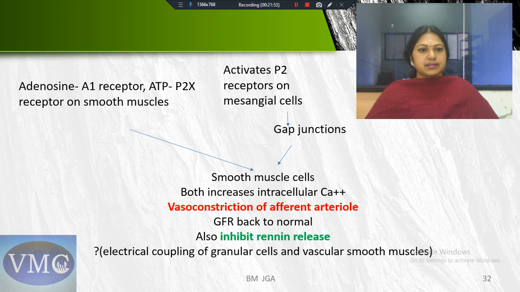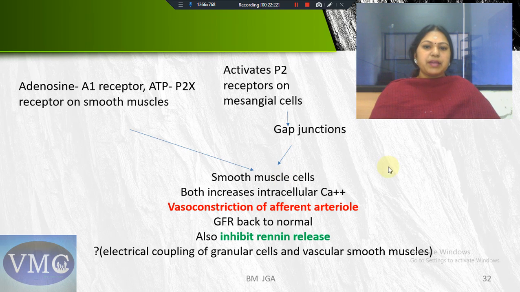macula densa cells. So now this information should go to your smooth muscles. It goes to the smooth muscles by two mechanisms. One is it can directly act on the smooth muscles by the adenosine 1 receptor or ATP P2X receptor, and it can activate your smooth muscle cells. Or it can activate P2 receptors on the mesangial cells, and from there through gap junctions it can go to activate your smooth muscle cells.